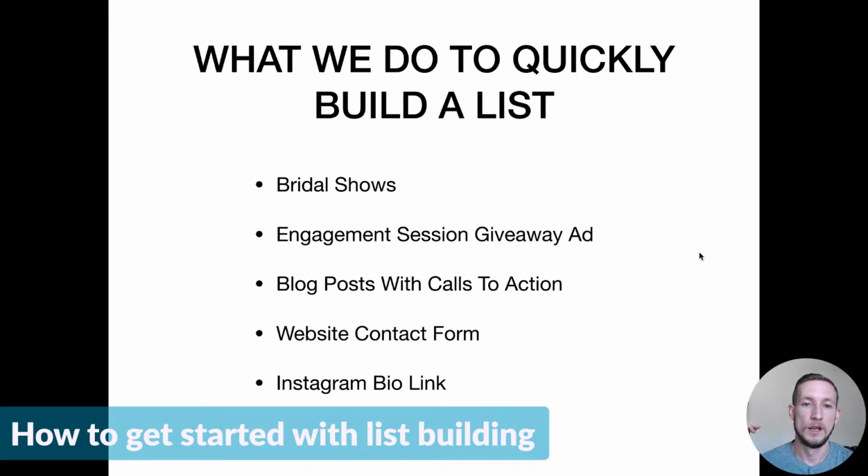Here are some ways that we actually build a list quickly. We do a bridal show twice a year, and at that bridal show we meet, on average, anywhere from 50 to 70 couples. When we meet those couples, we have a personal interaction with them, and we collect their email address and phone number and all that good stuff. All those email addresses, whether we book them or not, immediately go into our email list.